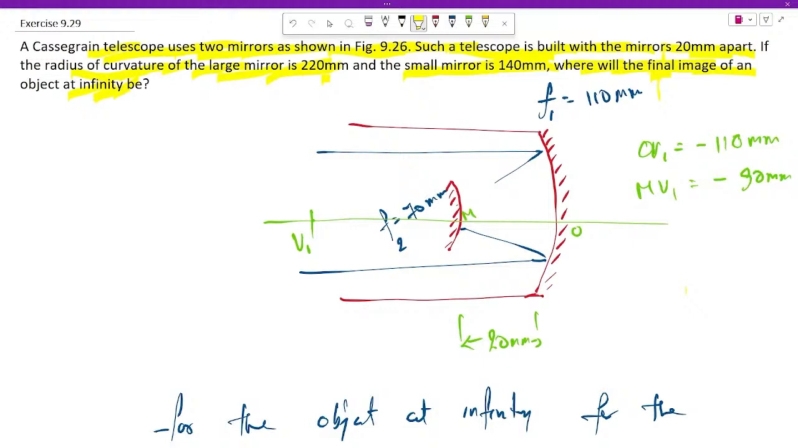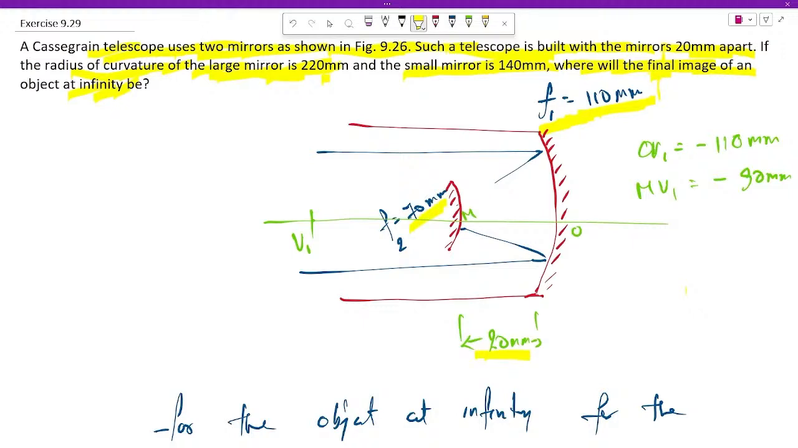Given that the focal length of the larger mirror, which I have denoted as 1, is 110 mm. We have been given the radius of curvature, so we can deduce the focal length from that, which will be equal to radius of curvature divided by 2. So the focal length of the larger mirror is going to be equal to 110 millimeter, and the focal length of the smaller mirror is going to be equal to 70 mm, and they are positioned 20 mm apart.